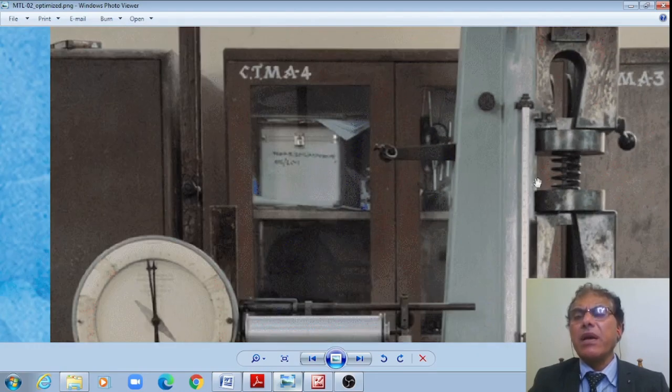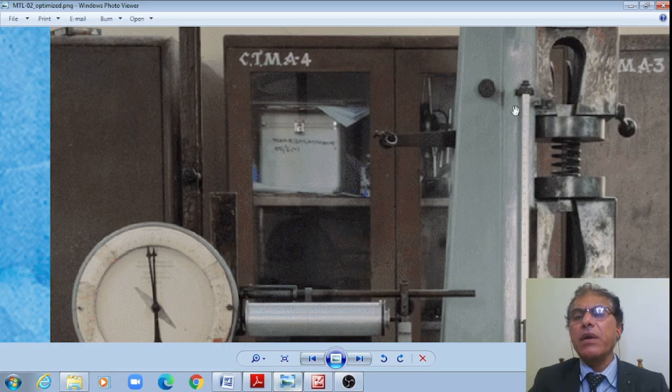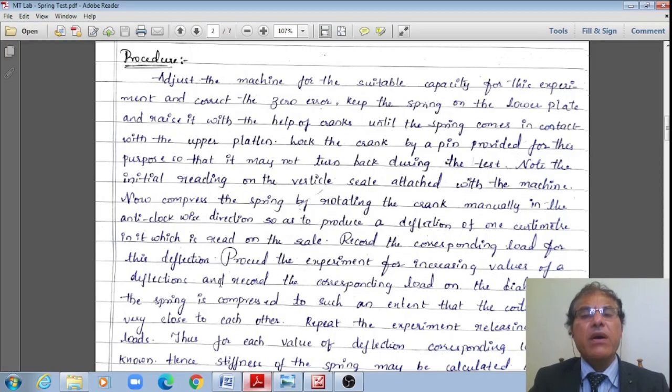Whereas here there is a pin arrangement on this deflection measurement arrangement, the deflectometer, where the pin is indicating here 0 to 1 inch, which is divided into 5 parts: 0.2, that is 1 by 5th inch, 2 by 5th inch, and so on, up to 10 inch. This can measure up to 10 inch. That is how the deflections can be measured.